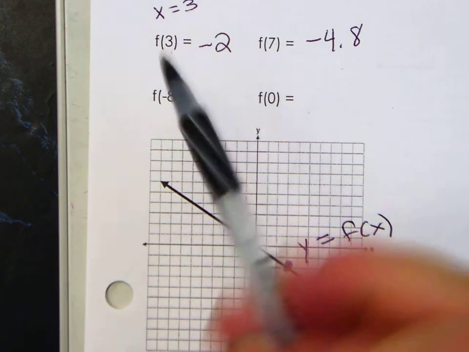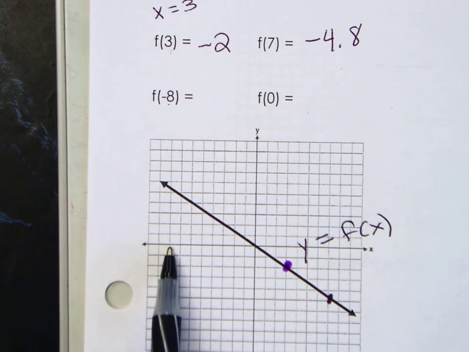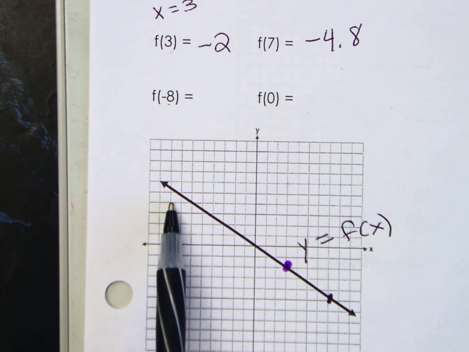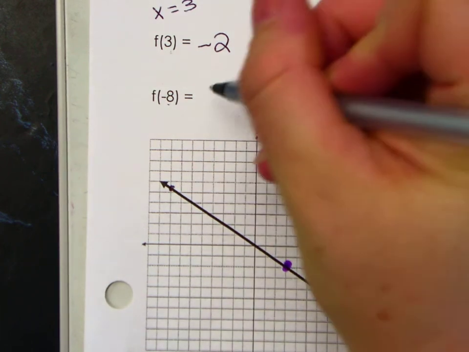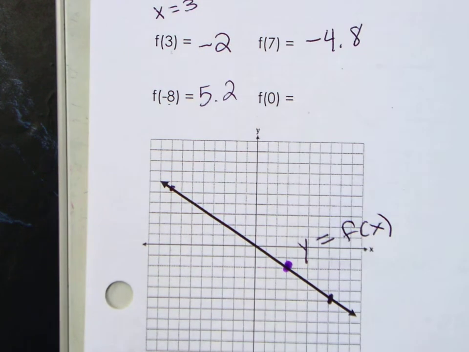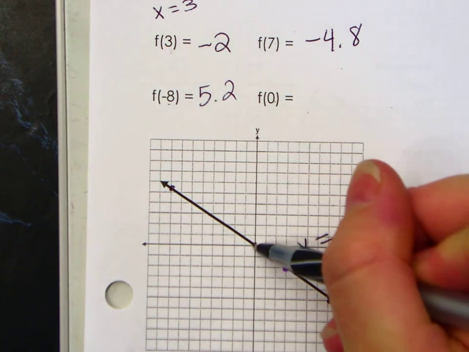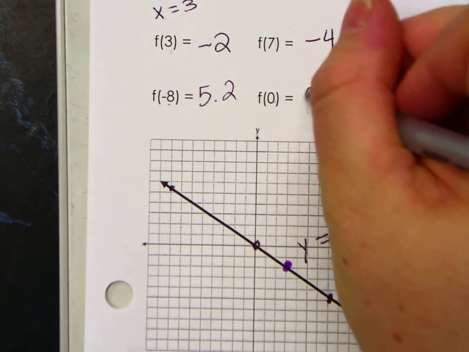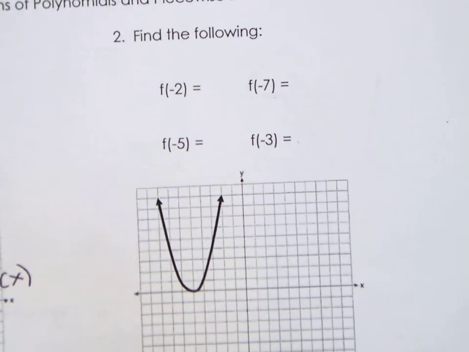-8. Go to the x value, -8. So I'm going to count over to 8, and then go up to the function. 1, 2, 3, 4, 5, and a little bit. So say 5.2. And then lastly, 0. X value 0. It's just right there, 0. And you're done. Okay? Not that challenging. All right, let's do one more together, and then you'll do the other two by yourself.